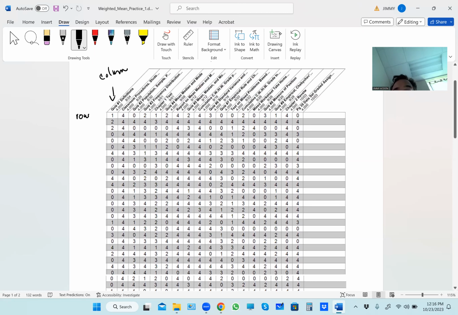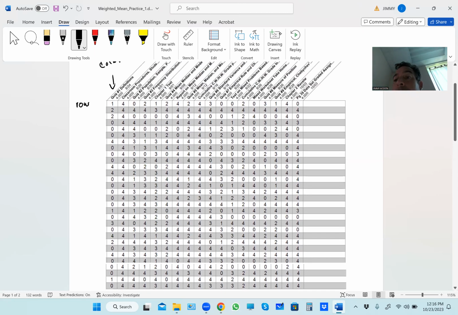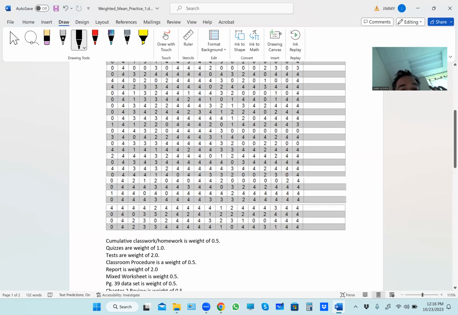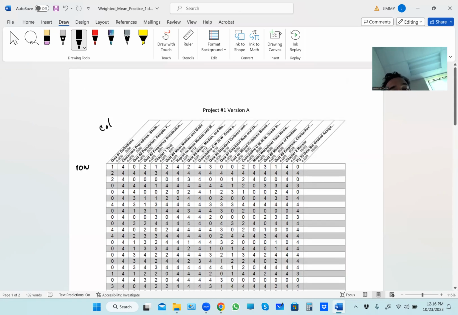What I want you to do is calculate the grade in the class. If you come back down to the side at the bottom, it says the weights of each of the assignments. The cumulative classwork homework is weighed 0.5. The quizzes are weighed 1. Tests are weighed 2. Classroom procedures 0.5. Report is a weight 2.0. Mixed worksheet is 0.5. Page 39 is 0.5, and chapter 2 review is 0.5. So I'm going to go to each one of these and label them with the weight that they have.